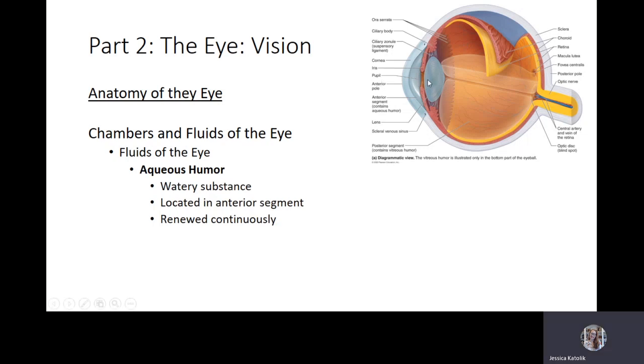We also have the aqueous humor. The aqueous humor is going to be in the anterior segment of the eye, and this is going to actually be renewed continuously. The functions of the aqueous humor are to maintain intraocular pressure, mainly within the cornea, and to supply oxygen and nutrients to the cornea. Because the cornea is avascular, it doesn't have any blood vessels, so it can't feed itself. So the aqueous humor is going to feed it instead.